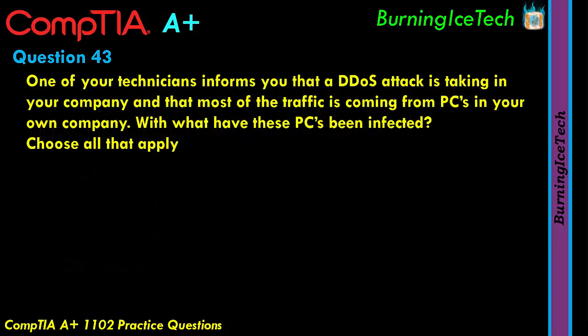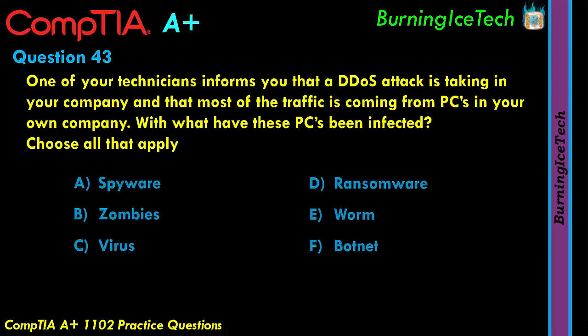Question 43. One of your technicians informs you that a distributed denial of service attack is taking place in your company and that most of the traffic is coming from PCs in your own company. With what have these PCs been infected? Choose all that apply. Alright, so as you guys can see, there's a bunch of answers, and as it states, choose all that apply. So that means there's not necessarily just one answer. It could be that none of them are right, maybe some of them, maybe all of them, we don't know. So let's go through them.